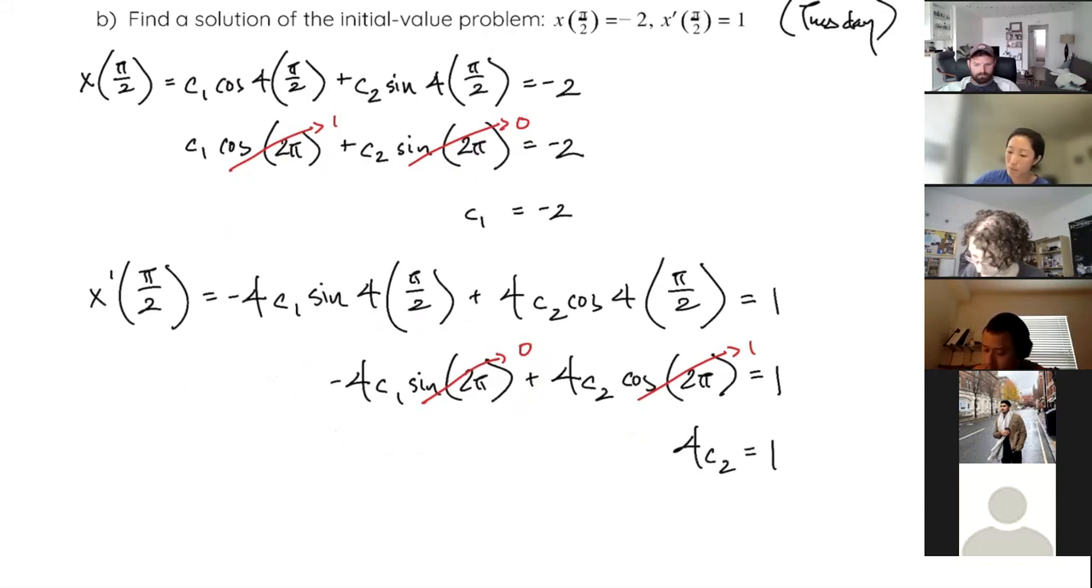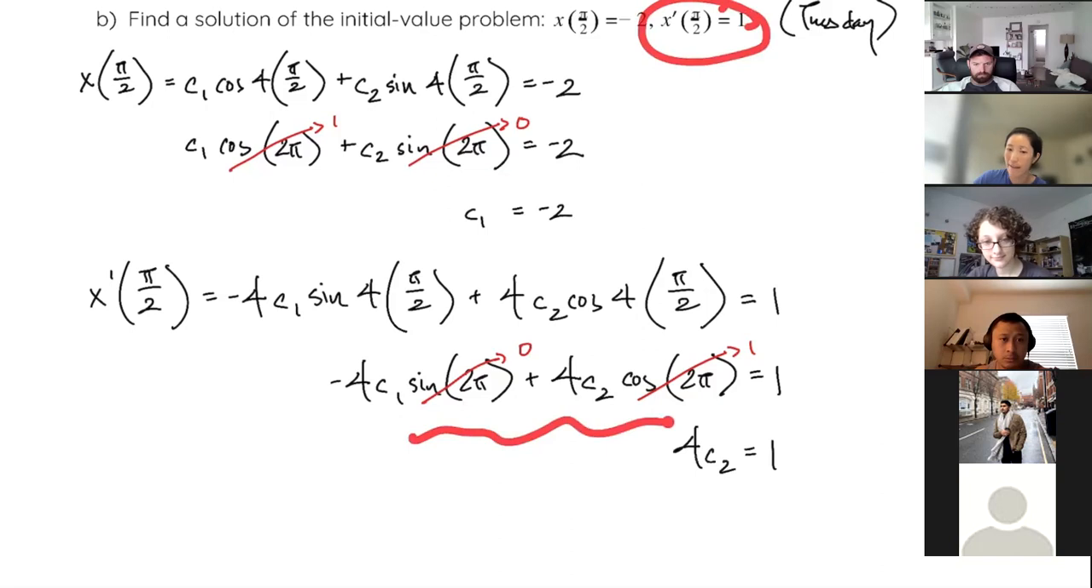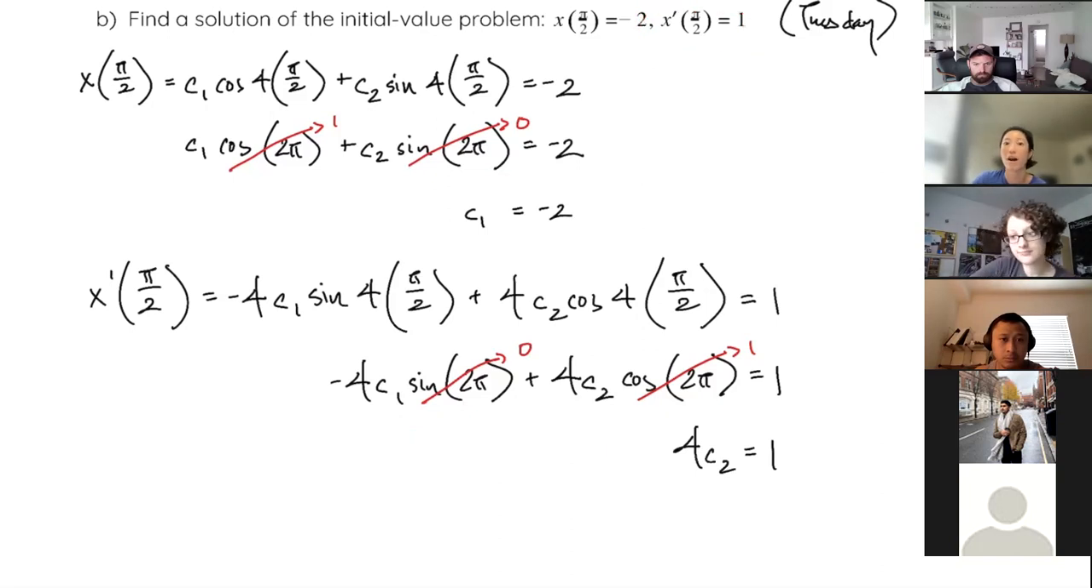And you'll notice that we didn't need to plug in C1 equals -2. And in a lot of the cases that we'll be handling, that's going to be true. So I would plug in your initial conditions, see what shakes out before you plug in the constants that you already found. And so if we do a little bit of manipulation, we get C2 equals 1/4.